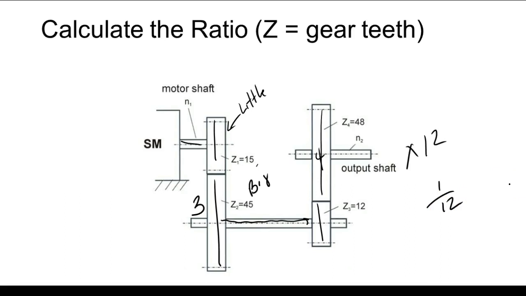Y'all understand that? So the reciprocal gives you what we multiply by to get the one that's slower, right? You understand?